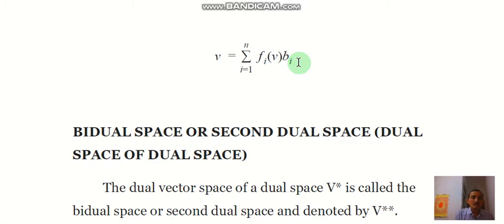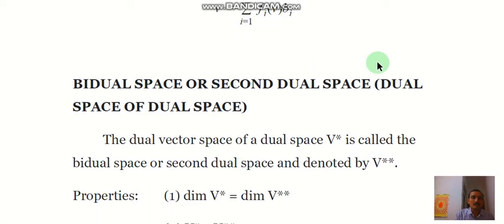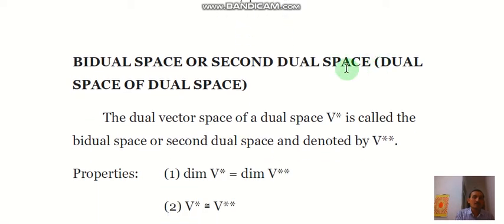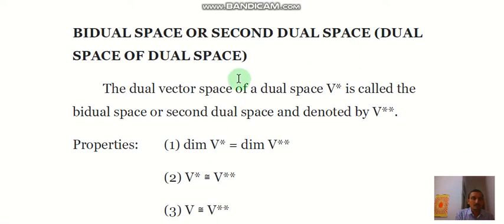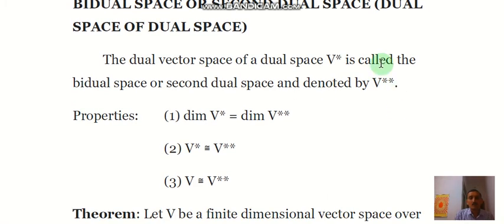Next we define the bidual space, or second dual, or dual space of the dual space. The dual vector space of a dual space V star is called the bidual space or second dual space and is denoted by V double star. So in the previous part we defined the dual space. Then again if we find the dual of the dual space, then this is called the bidual space or second dual space and is denoted by V double star.